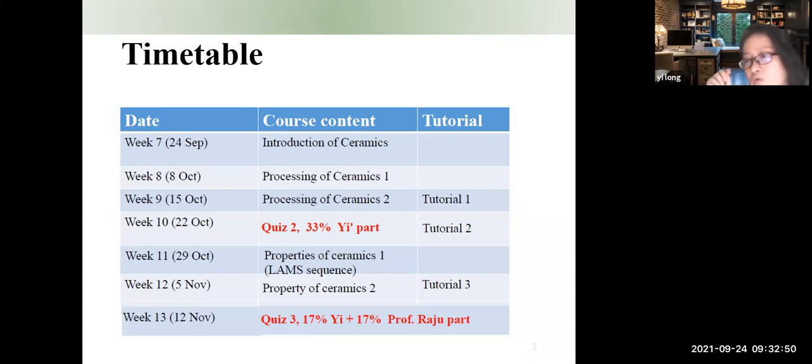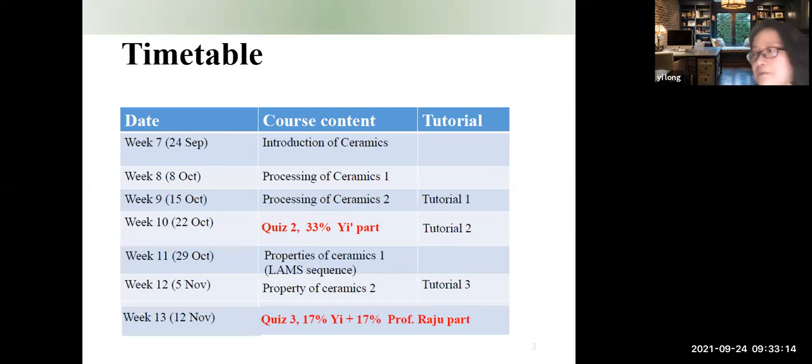We have 3 CAs here: quiz 1, quiz 2, quiz 3. No matter what, we'll always give you a makeup. Even if you have an MC for the makeup, we still give you another makeup until you have marks for this. Please bear this in mind. This is a new rule in school from this semester.